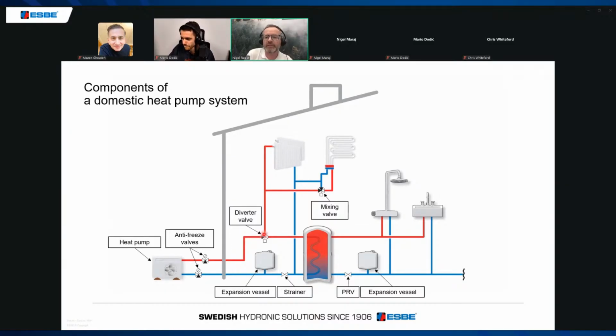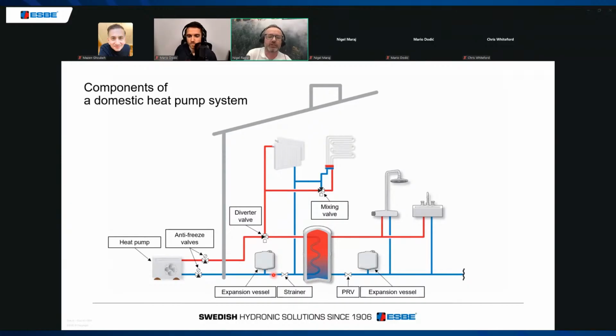What that diverter valve does is it diverts the water between either the heat emitters, here we've got radiators and an underfloor heating circuit, or if there's a demand for hot water, it heats the water up in the cylinder and then returns through the return circuit back through a strainer. That's very important to protect the heat pump and maintain the efficiency of the pipework.